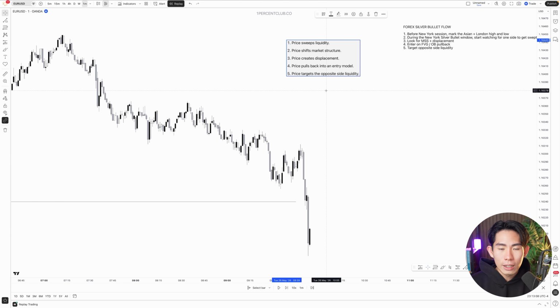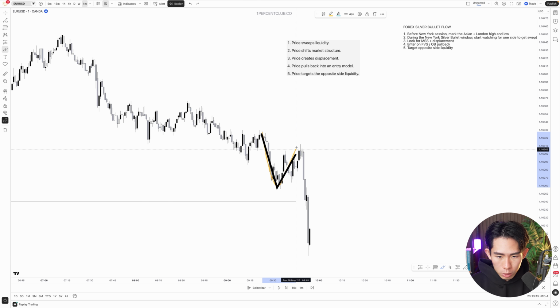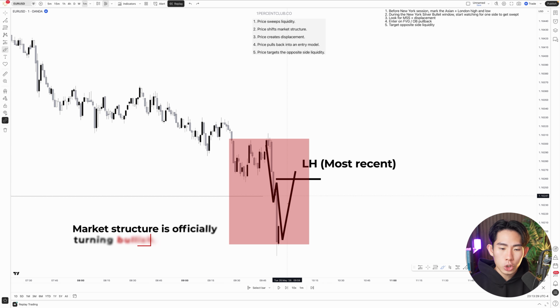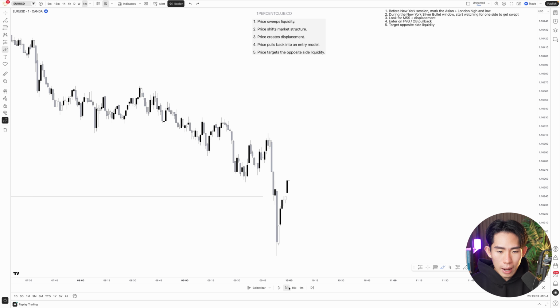This is where I'm waiting for price to shift market structure, right? So if you look at the market structure right now, what we have is price goes down, pulls back, comes down, pulls back, and then goes down even further, right? So this becomes the most recent lower high. So if price comes up and takes out this recent lower high, this is an indicator that tells us that the market structure is officially shifting bullish, right? So I'm not doing anything until price takes out that high. Boom, it began to take out that high right here. Step 2, done, right?